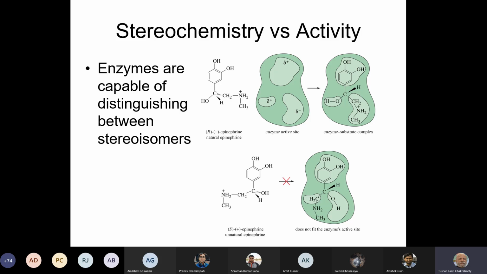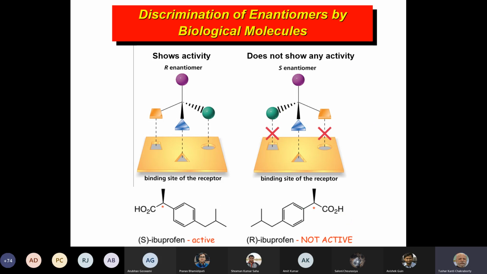So chirality is very important because, as I said, of the lock and key theory, and it will be possible only for that particular enantiomer to bind to those binding pockets. Another example is shown here, a molecule with a chirality, in a cartoon representation. You can see that this square portion binds to the square, triangle binds to the triangle. But if you invert this center, so this rectangle comes here, then it will not bind to this receptor.